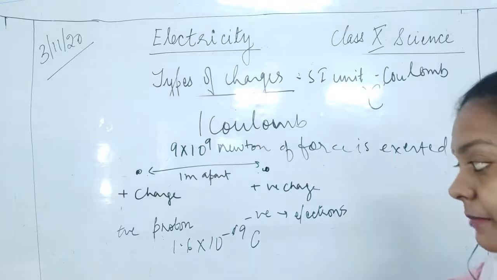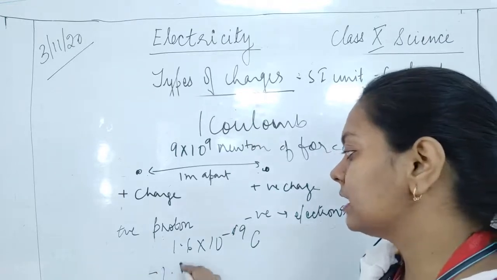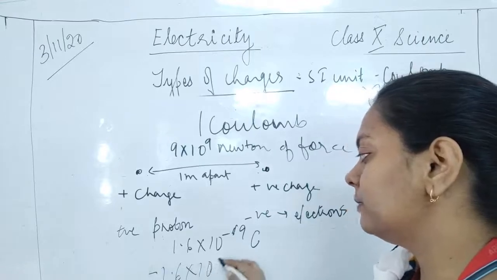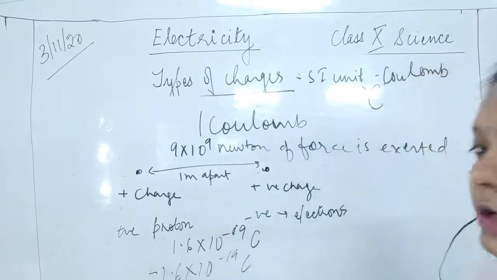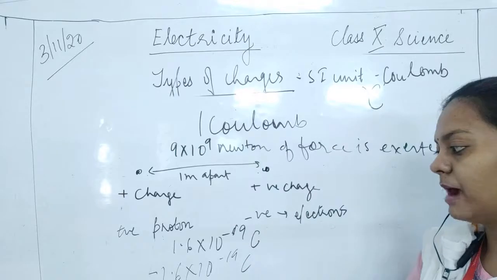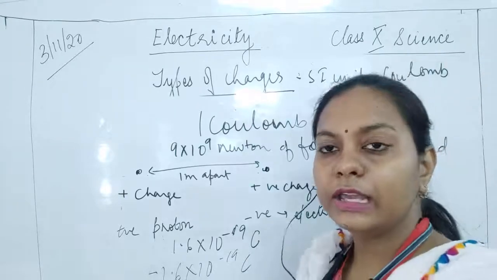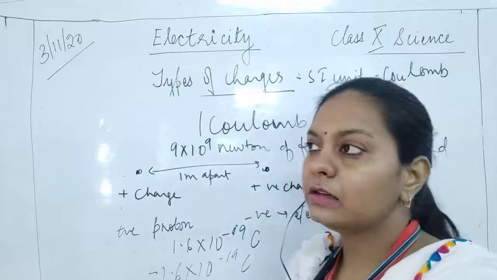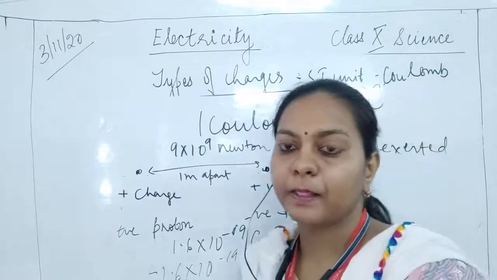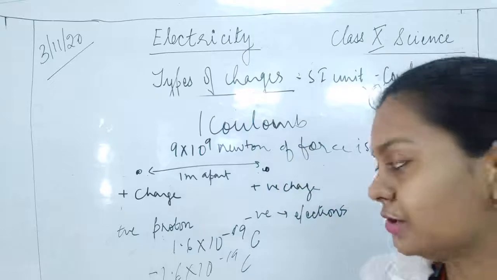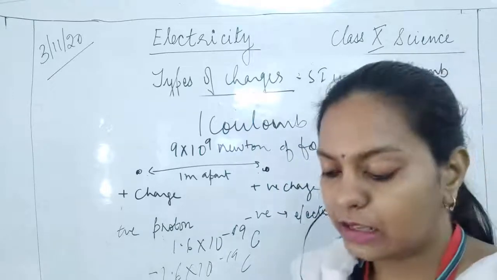possesses the same magnitude, but what will its charge be? It is negatively charged, so we will put a negative symbol. The magnitudes of the positive and negative charges remain the same, but we'll write it using a negative symbol. Okay, so this is the way by which we can easily define the charges of protons as well as the electron.